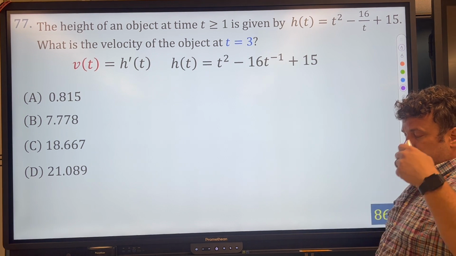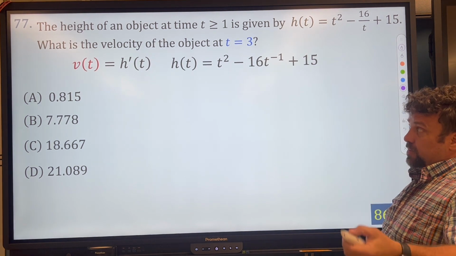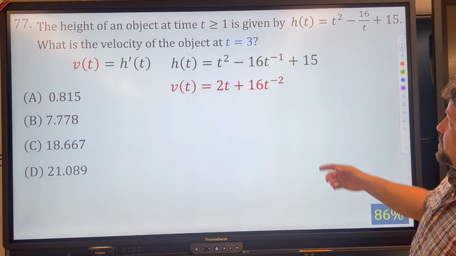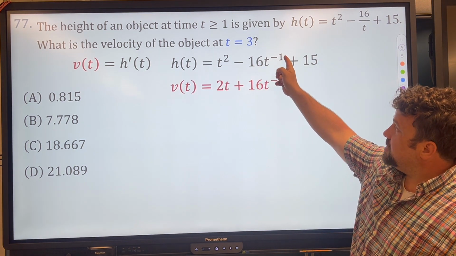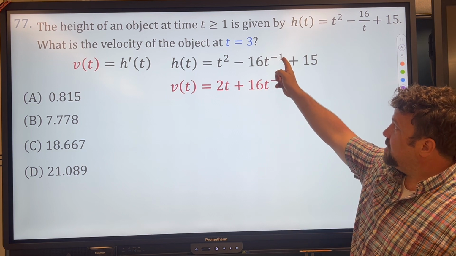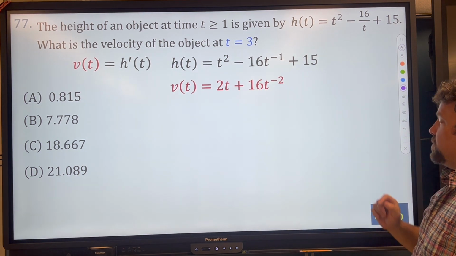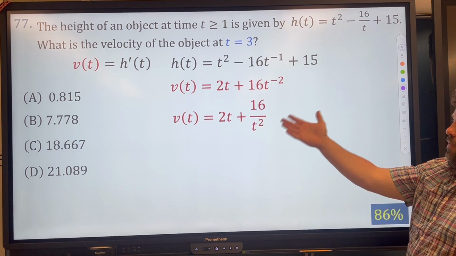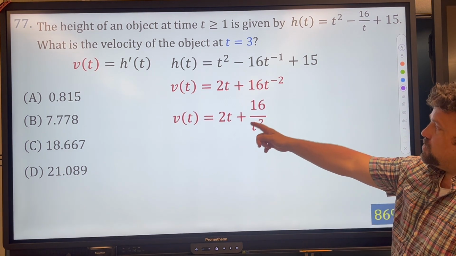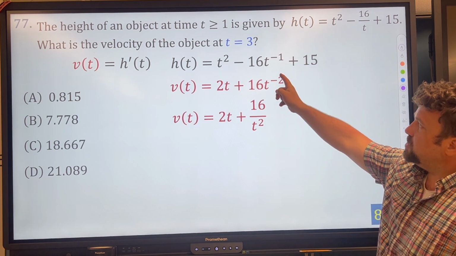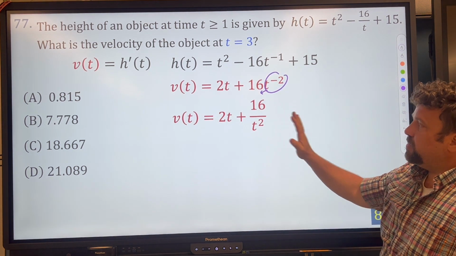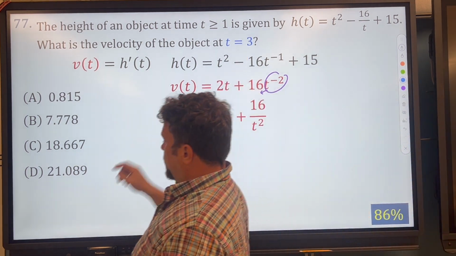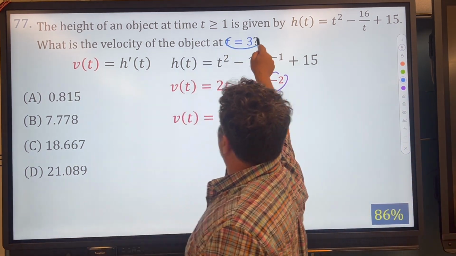x to the n becomes n times x to the n minus 1, so 2t. And this right here becomes negative 16 times negative 1, which is positive 16. Negative 1 minus 1 is negative 2. And the 15 just becomes a 0, derivative of a constant is 0. So v of t equals 2t plus 16 over t squared. I just rewrote this with the denominator to make it a little bit easier, because now we're going to be dealing with our t equals 3.